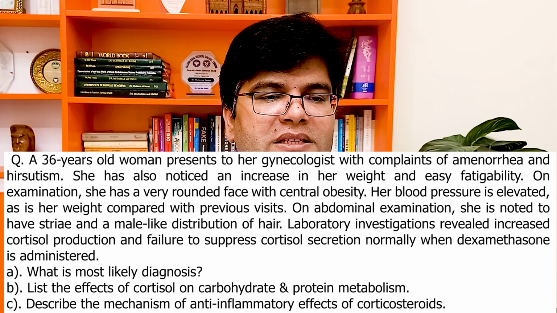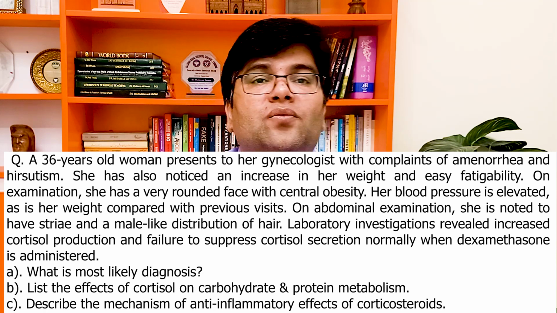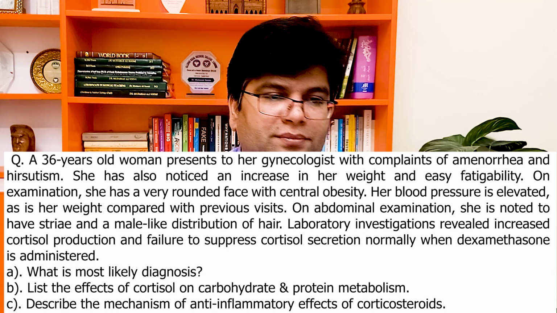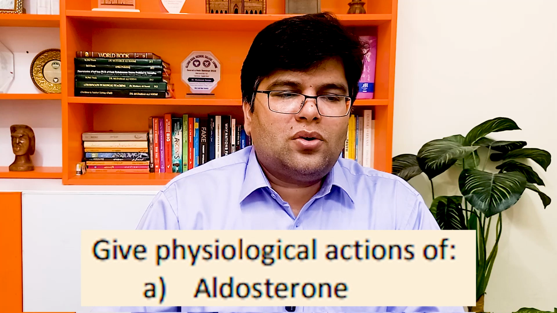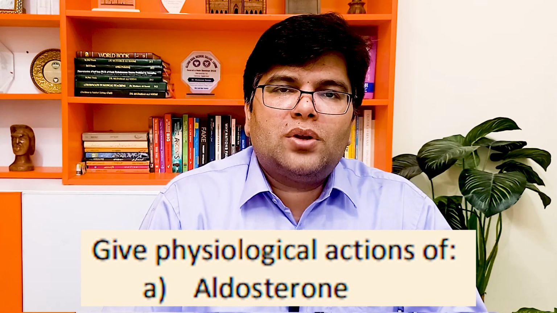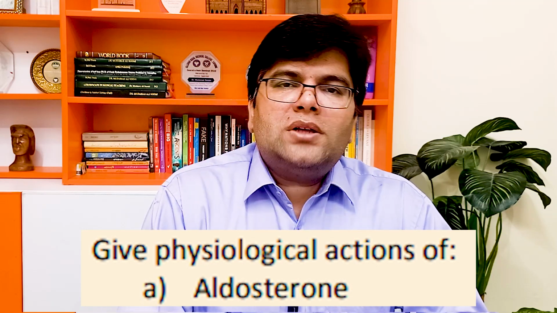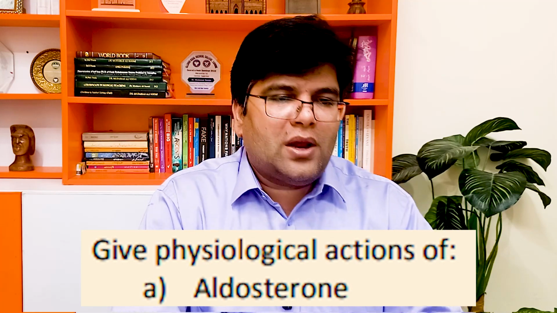Next part is list the effects of cortisol on carbohydrate and protein metabolism. We have already discussed. Next is what is the mechanism of anti-inflammatory effects of corticosteroids. We have already discussed. Next question is give the physiological actions of aldosterone hormone. Aldosterone hormone is a mineralocorticoid. It is produced from the zona glomerulosa. What are its actions? Because it regulates our minerals, mainly sodium and potassium, that's why we call it mineralocorticoid.